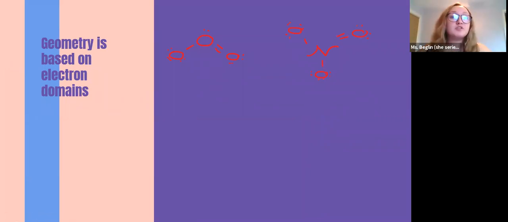A quick reminder that geometry is based on electron domains. So ozone, our central oxygen, has 3 electron domains. We treat this double bond as though it were just 1 bond. So our shape is bent. In our nitrate anion, nitrogen has 3 electron domains, 0 lone pairs. This had 1 lone pair, which is why it's bent. 0 lone pairs. So its geometry will be trigonal planar.